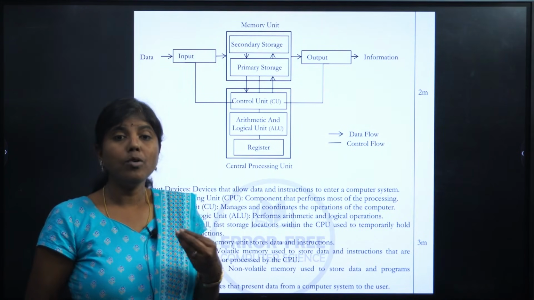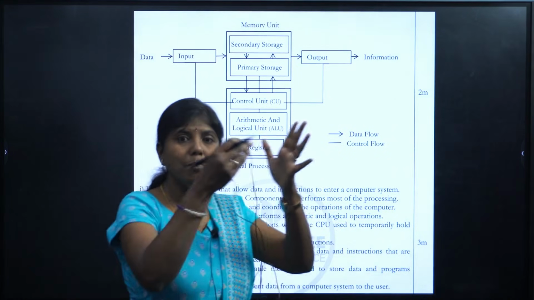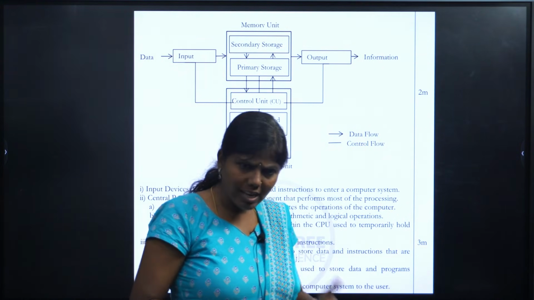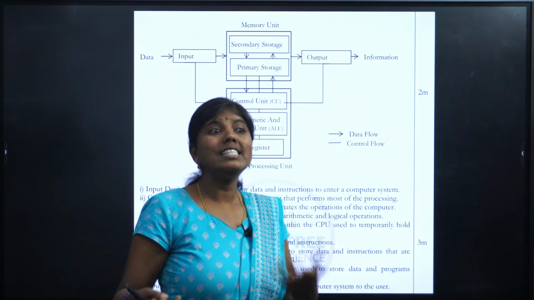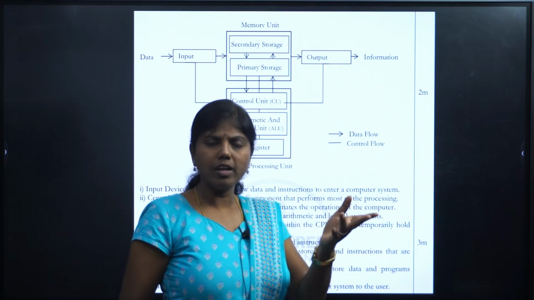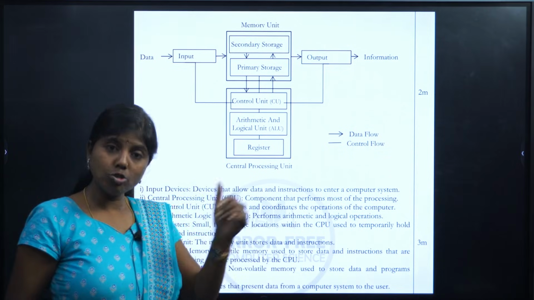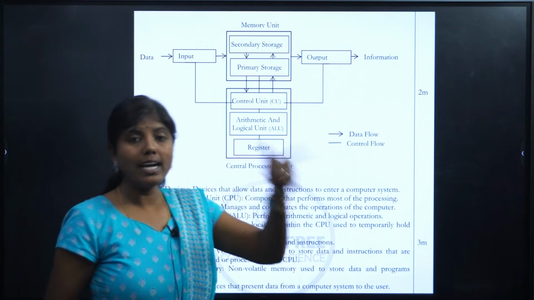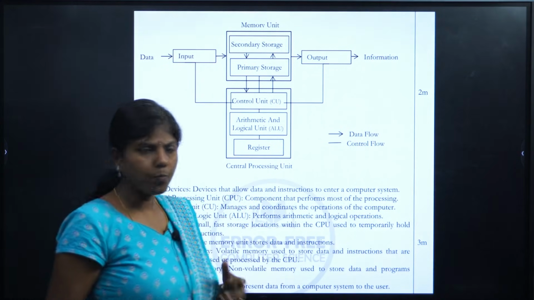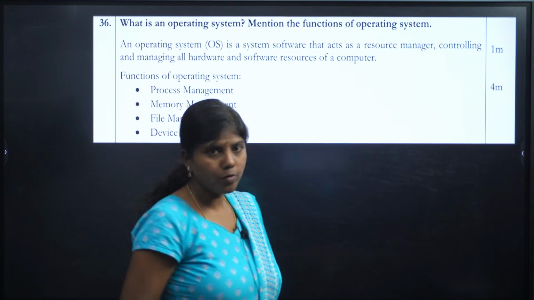It's very, very important how you represent your answer. Don't write it as a paragraph as such. The question itself will be framed so that you can easily identify how to write. So 4 units are there, each one carries 1 mark. I should give an example, and then I need to write the block diagram. So 1 plus 4. Like this you should understand how to write, and then write the answer, so it is easy for you to get the marks. So we'll go with the next question. What is an operating system, and mention the functions of an operating system.